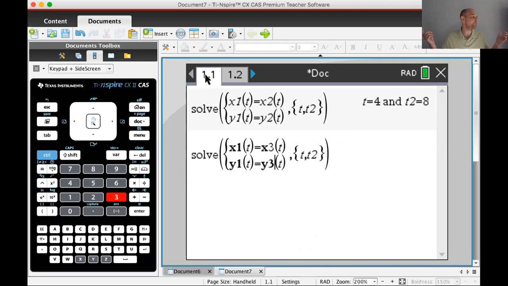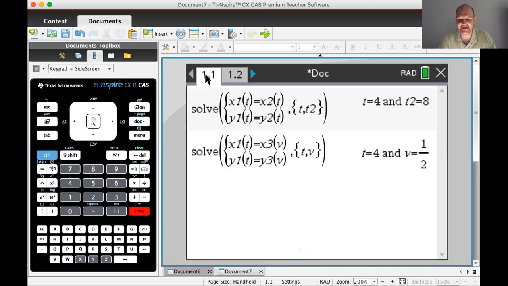What am I doing here? Oh, now I need to use dummy variables, t and v, because they're not guaranteed to get there at the same time. They don't, no, these aren't guaranteed. What am I doing? Let me just solve this and see. T is equal to 4, v is equal, okay, yeah, I got it.